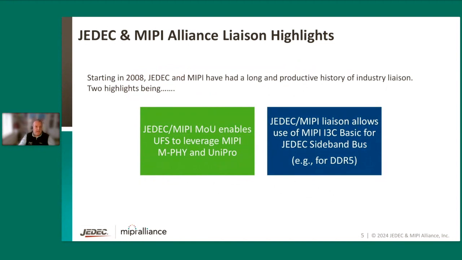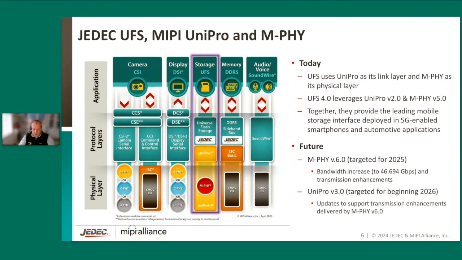The reason we have two organizations is that we're both liaising in various aspects. In fact, since 2008, JEDEC and MIPI have had a long, productive history of industry liaison. Two key highlights to mention today. Firstly, the JEDEC MIPI MOU that has enabled UFS to leverage MIPI M-PHY and UniPro to create a flash storage solution for the mobile industry and beyond. And that's what we'll be talking about today. But also, more recently, a JEDEC and MIPI liaison agreement has been signed to allow use of MIPI I3C for JEDEC sideband bus in DDR5 solutions.